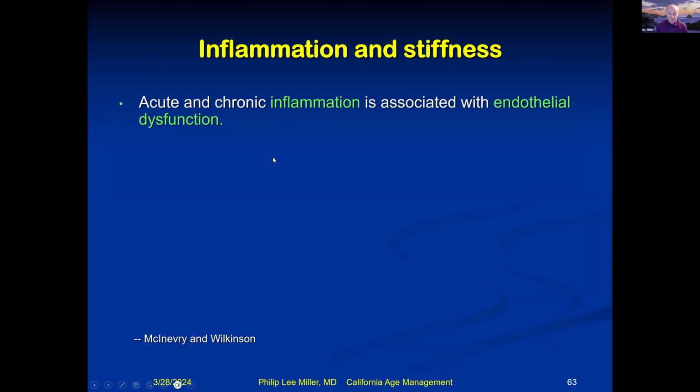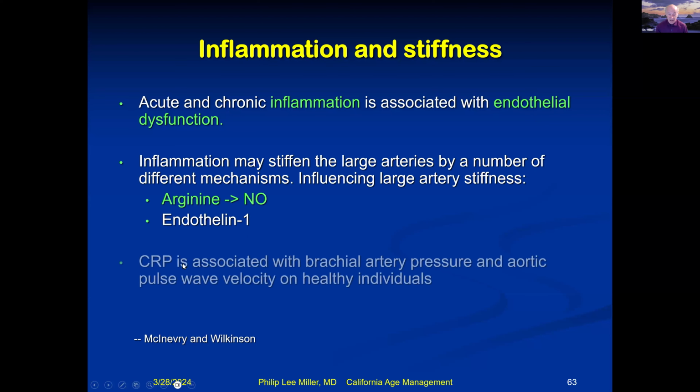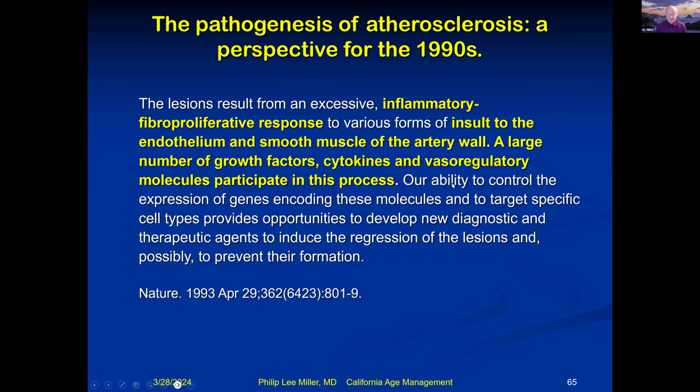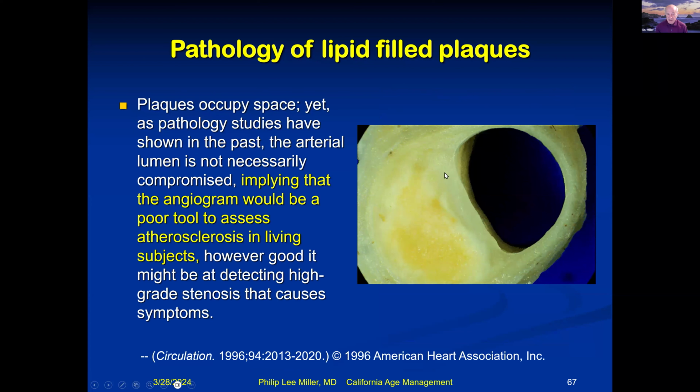So inflammation is associated with endothelial dysfunction. Endothelial dysfunction is related to nitric oxide and endothelin. CRP is really important. So what causes thrombosis, which is heart attack? It's the insult. So there's a Venn diagram showing large lipid, thin cap. We put all this together.